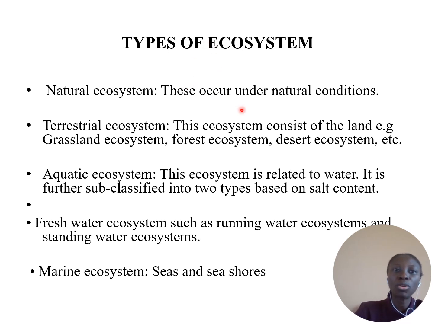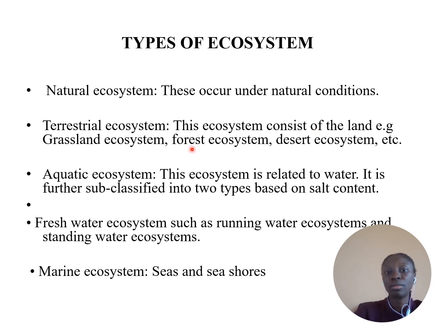Now, ecosystems are of various kinds. We have the natural ecosystem, and this is an ecosystem that is found under natural conditions. An example of such an ecosystem is the terrestrial ecosystem. Terrestrial ecosystem has to do with ecosystems that can be found on land.